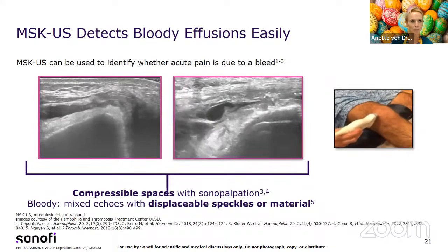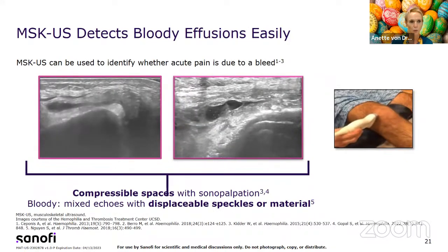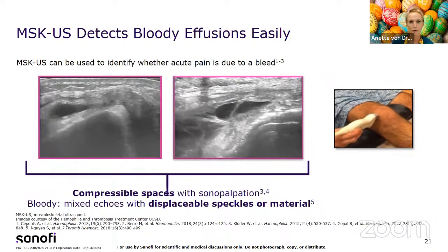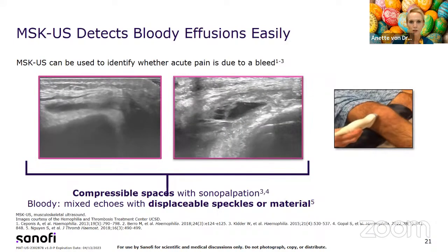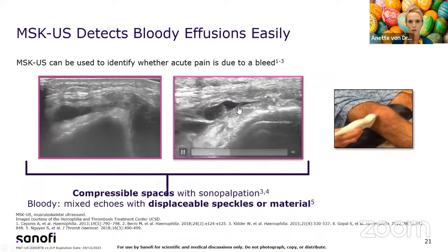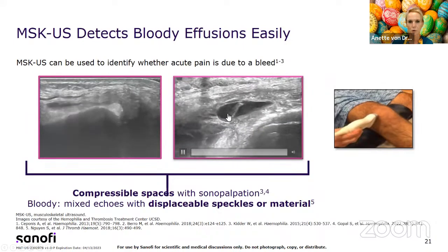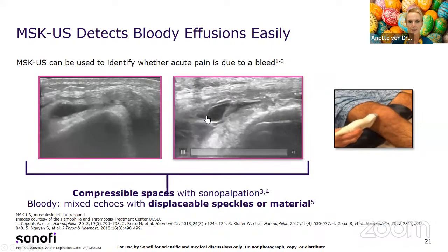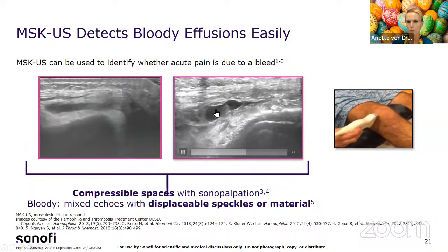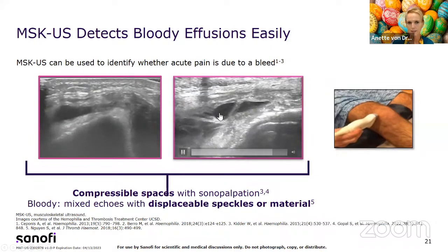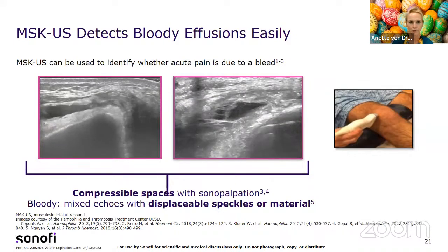And so this is a compression movie to show what a real bleed or fluid in the joint looks like. We apply compression, and then you can see that these joint spaces are compressible. And here you see an effusion that's maybe already a few days old. You see it's speckled. It has maybe fibrin strands in there. It's really complex and only partially compressible because the patient has already infused clotting factor.